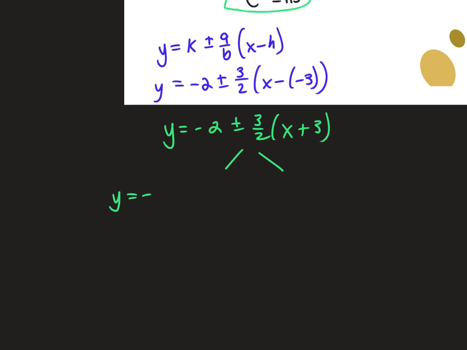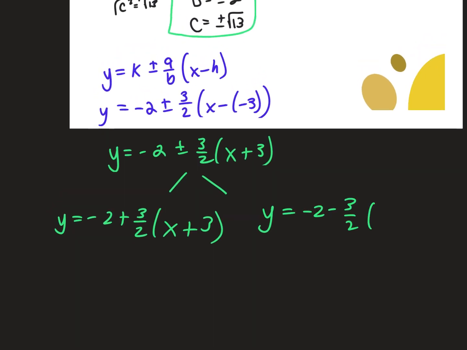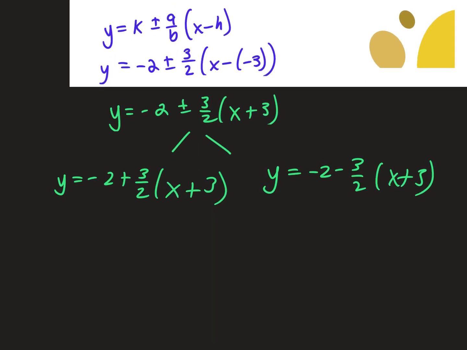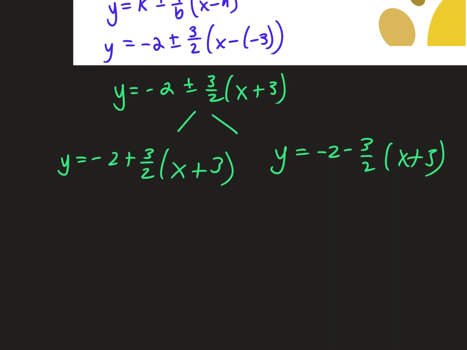I have y equals -2 plus 3 over 2 times x plus 3. And then I have y equals negative 2 minus 3 over 2 times x plus 3. Agreed? All right, now what do we need to do? Now what can we do? We could distribute. So go ahead, let's do that. So I have negative 2 plus 3 over 2x plus what? 9 over 2, okay.